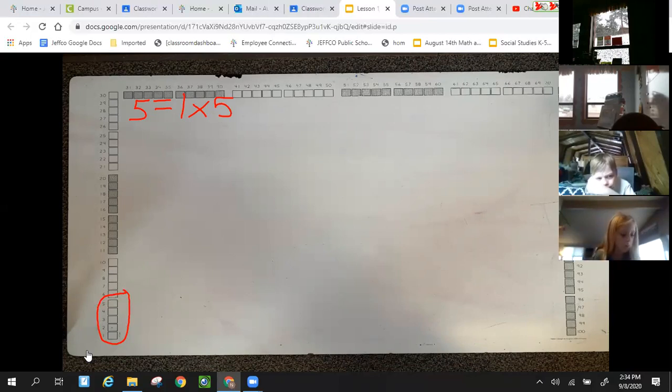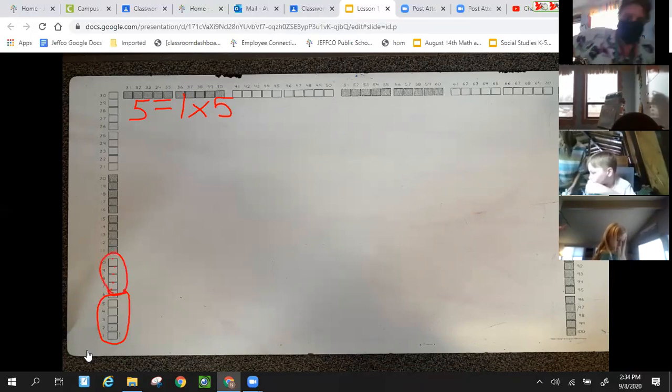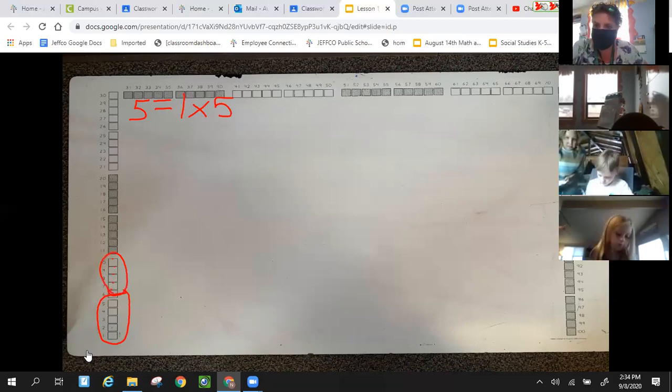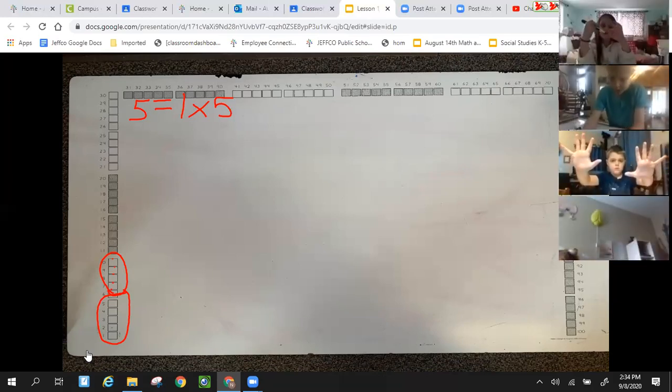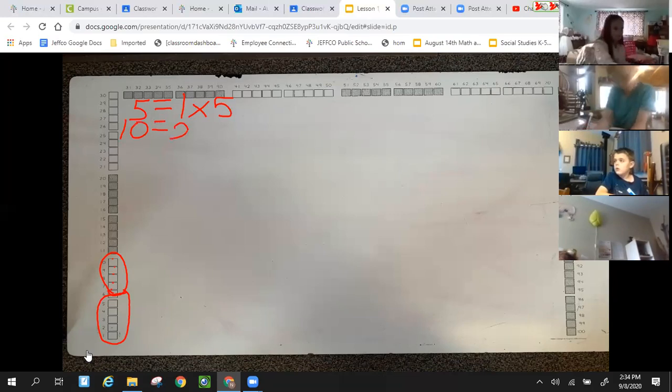Okay, so now we're going to circle the second group of 5. So I can count the squares, 1, 2, 3, 4, 5. Here's my second group of 5. How many squares do I have now? If I count from here up, 2 groups of 5 would give me how many? 5, 10. Nice. So 10 equals 2 groups of 5, which is really what that represents. 2 equal groups of 5.